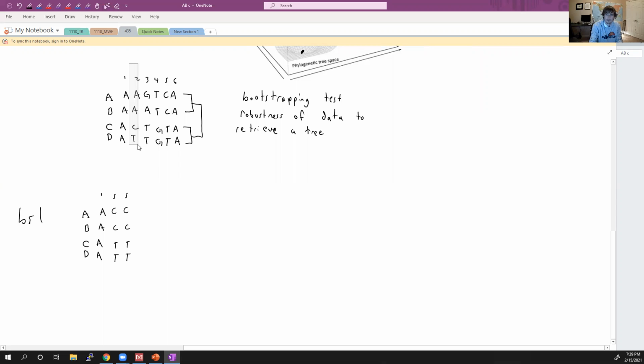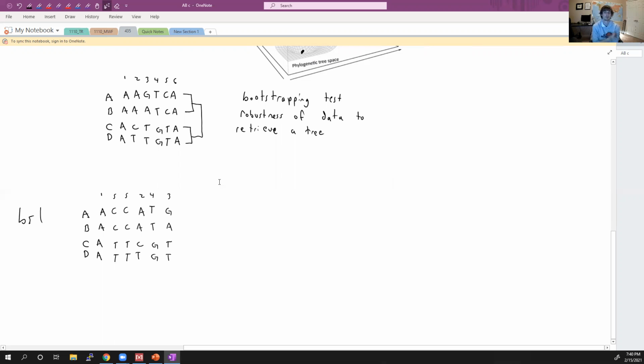And then maybe I'll sample 2. And I have to keep doing this until I get to 6 bases. So I've done 1, 2, 3, 4. Let's do a couple more. We'll get to 4. And sample column 3. Why not? Okay, and so that might be a bootstrap replicate.